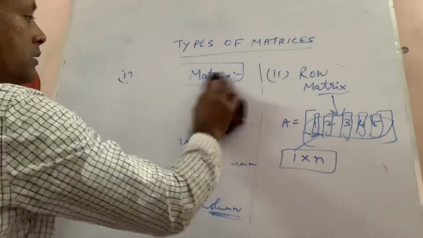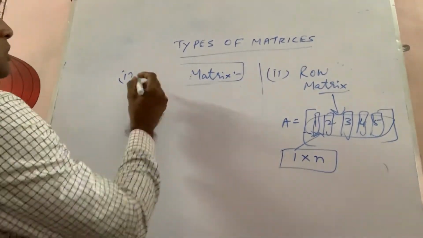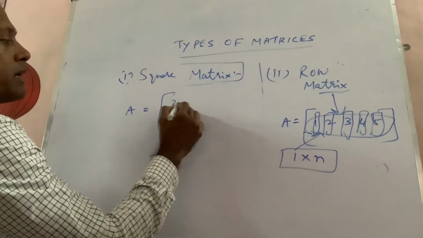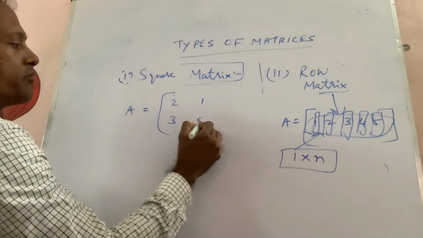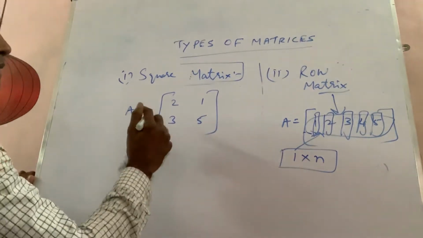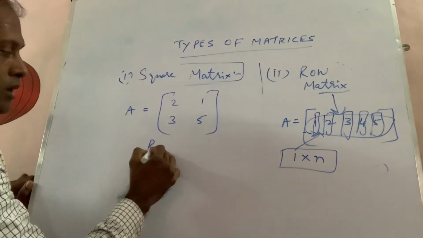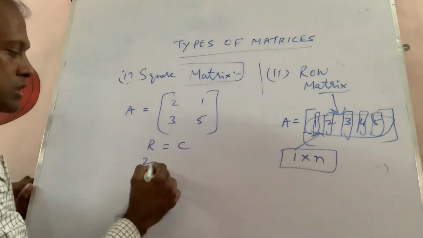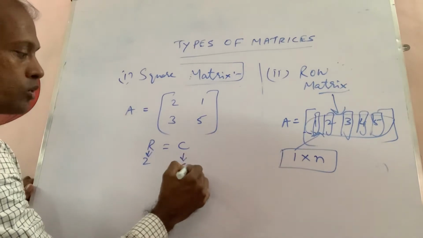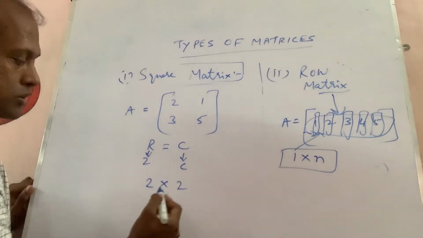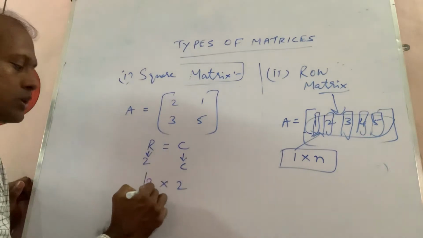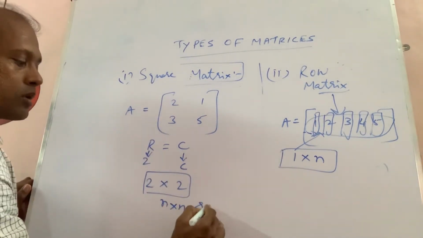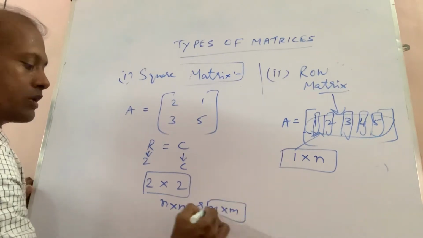Okay, so next let's take other type of matrix, which is a third type. What do you call it? As a square matrix. So what is a square matrix? So if I have a matrix like 2 1 3 5, meaning the number of rows and number of columns, R and C are equal. R is equal to C. Like in this case, there are 2 rows and 2 columns. So it is 2 cross 2. This matrix is of the order 2 cross 2, or in general n cross n or m cross n, where n and m are equal, right?